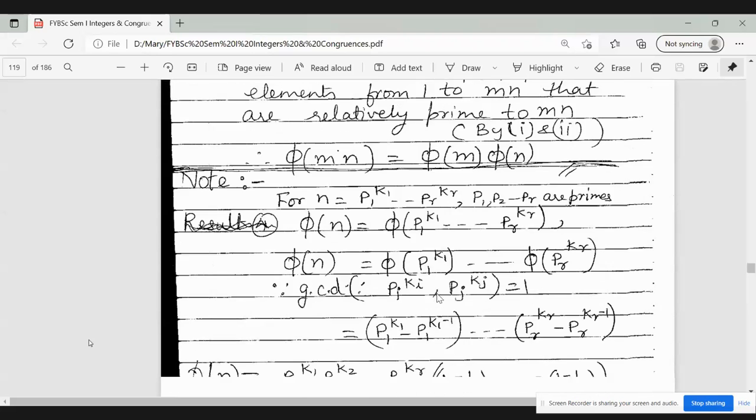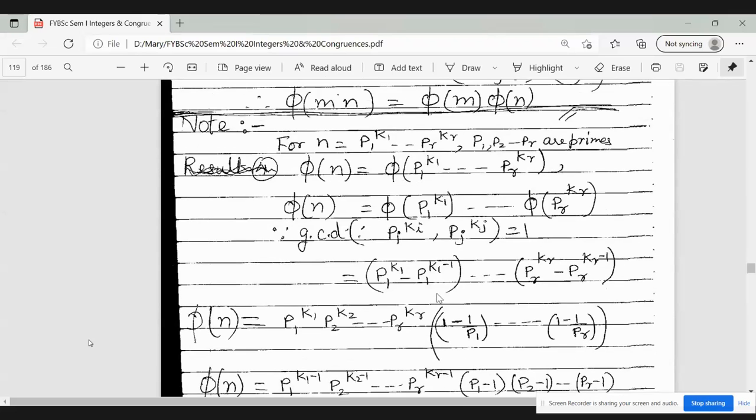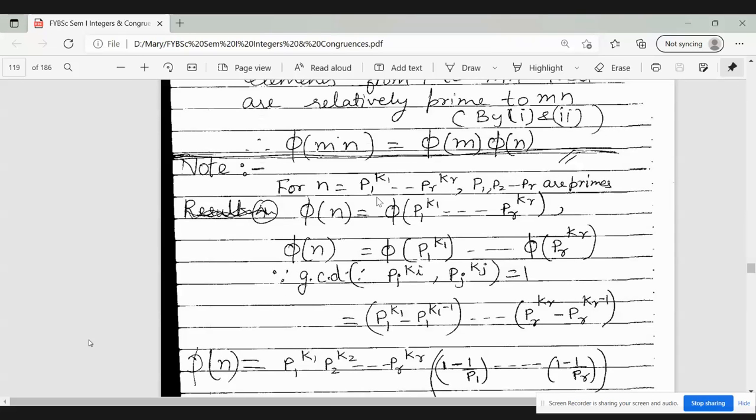So we have an application to this. Suppose any integer n. Now you have to pay attention. Any integer n, you write it as a product of powers of primes. Suppose 100, you will write as 2 square into 5 square.